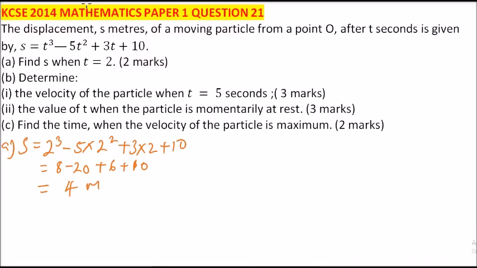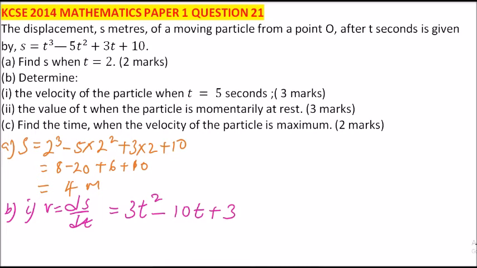Part B, we are told to determine the velocity of the particle when t is equal to 5. So how do we get the velocity? That is part B, Roman numeral 1. Velocity is equal to the derivative of S with respect to t, and that should give you 3t squared minus 10t plus 3. So at t equals 5, you just replace, and you find v is equal to 3 times 5 squared minus 10 times 5 plus 3, and when you compute that, you should get 28 meters per second. So that is the velocity.